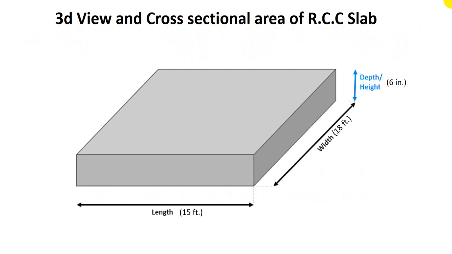Suppose this is a 3D view and cross-sectional area of an RCC slab. Now we have considered that our slab length is 15 feet, width is 18 feet, and its depth is 6 inches. So you are seeing here its depth is 6 inches, here the width is 18 feet, and its length is 15 feet. Just consider that.